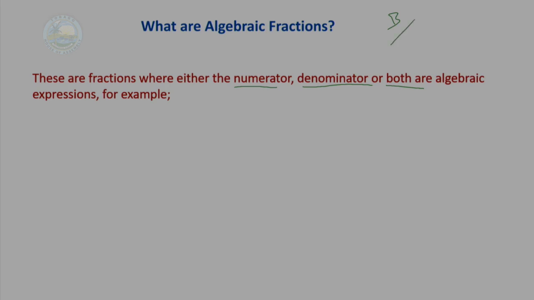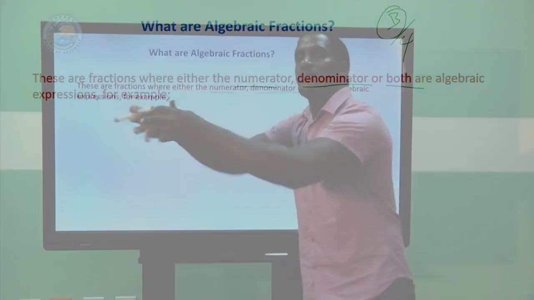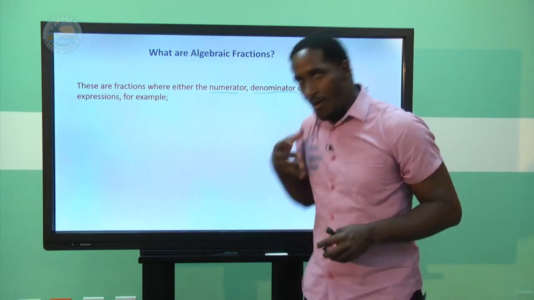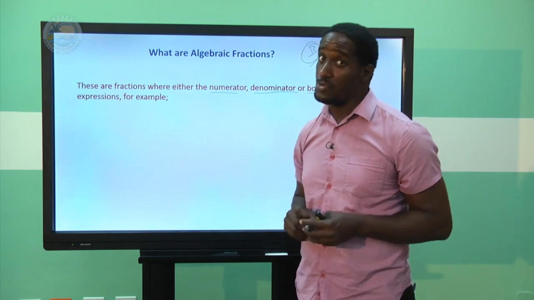Now, bear in mind that when you are working with fractions, let's say we had the fraction 3/4. The numerator was whatever was above the vinculum, that's what we call that line, and the denominator was whatever is below the vinculum. So we are saying here that something is defined as an algebraic fraction if the numerator or the denominator or both are algebraic expressions.